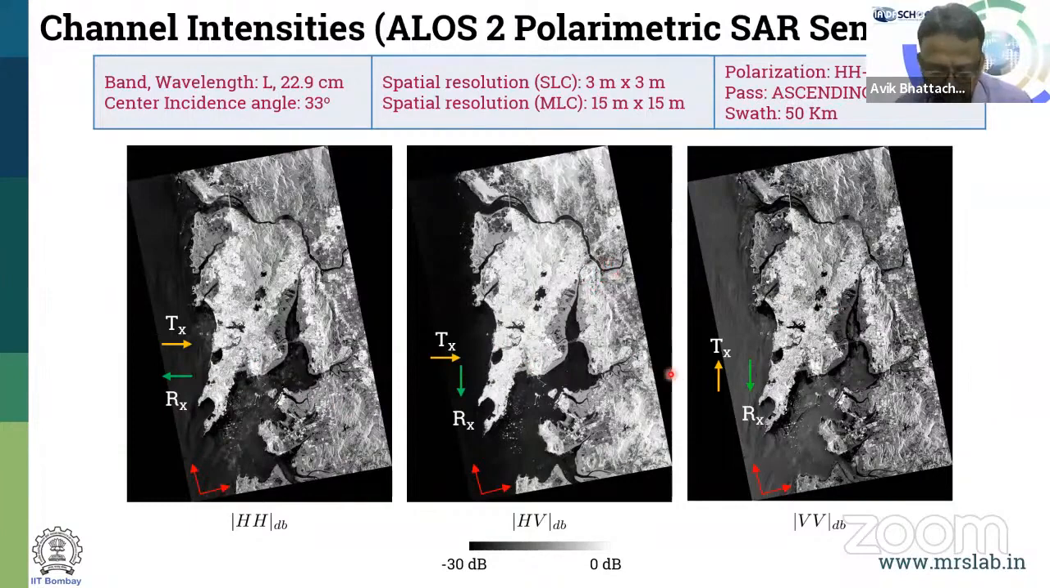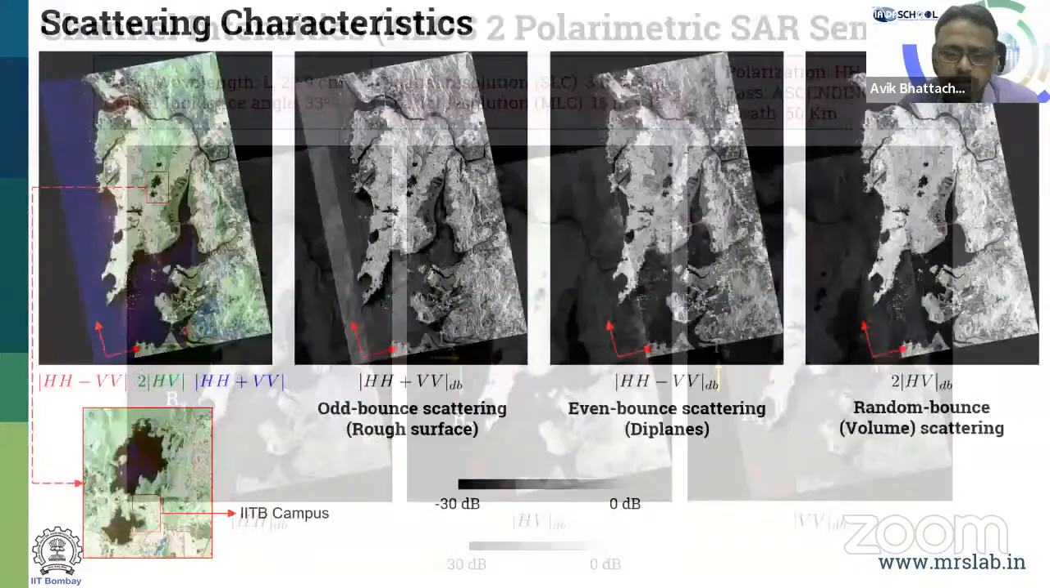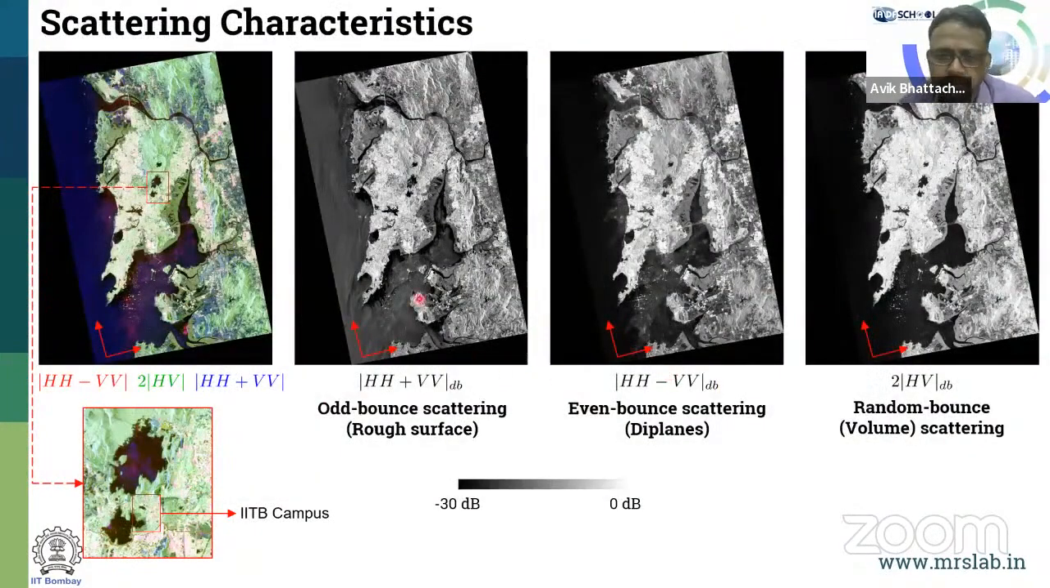But in order to characterize the scattering properties coming from the target, it is better to represent them in Pauli basis terms. That means they can directly be associated with the scattering properties of the image. So if I put the same image as HH plus VV, HH minus VV, and the HV, I can directly relate them to odd bounce scattering and even bounce scattering. This tells you that wherever this information is high, it is characterized by odd bounce. Wherever this information is high, it is characterized by even bounce. Where this is high, it is a kind of randomness in the scattering because of the cross polarization being high.